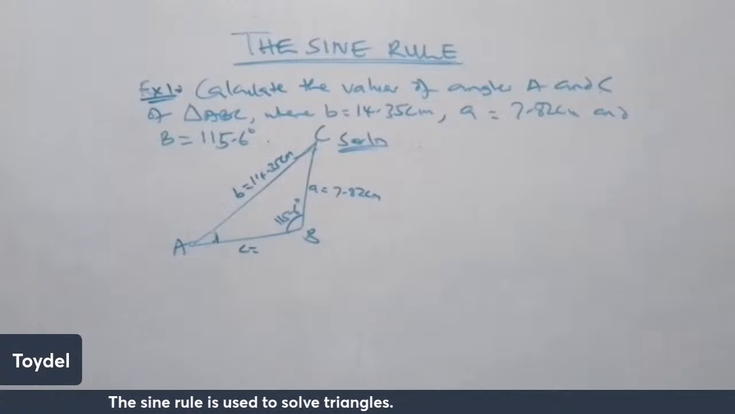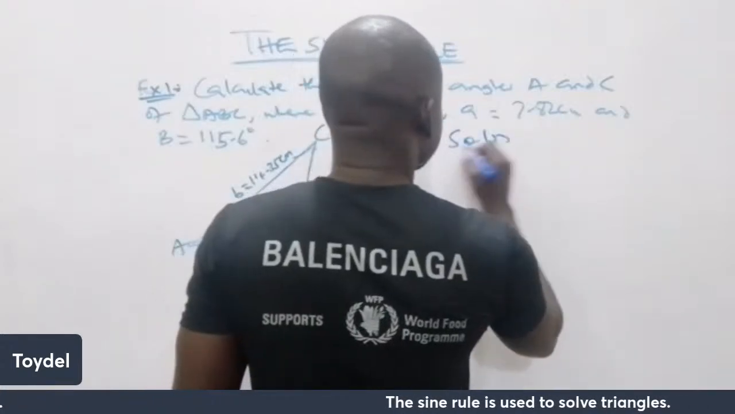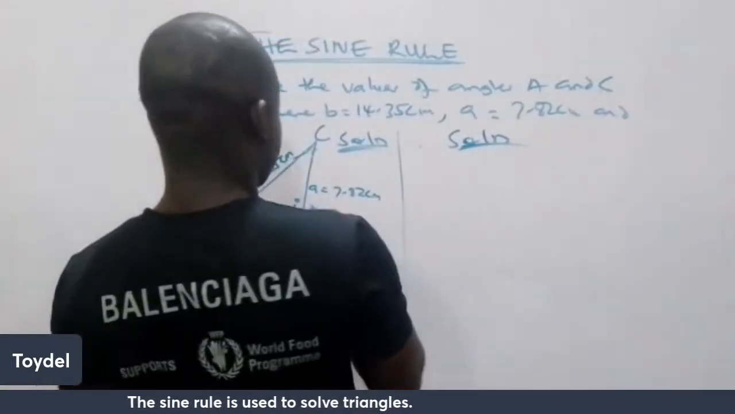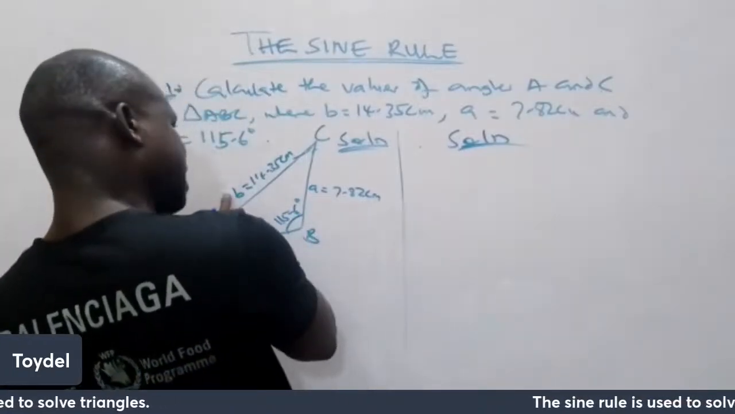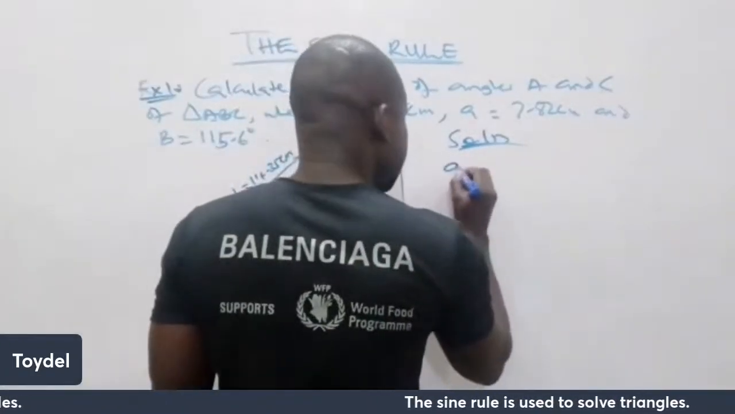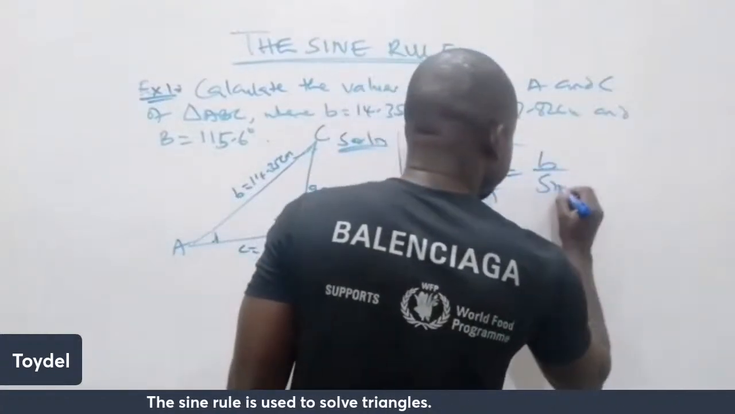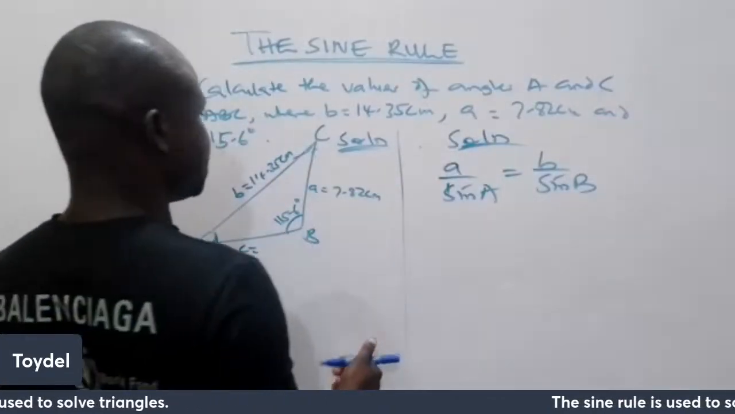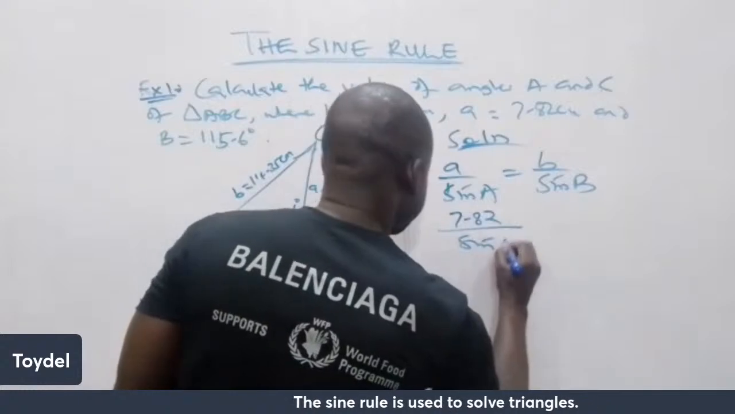So if you want to solve this, we now say solution. If you apply the sine rule here, we know side a. We don't know angle A, but we know side b and angle B. Just say a over sine A, that's the sine rule, is equal to b over sine B. At least out of the 4, we know 3, so we can actually get the remaining one. a is given as 7.82 over sine A. That's what we are looking for.